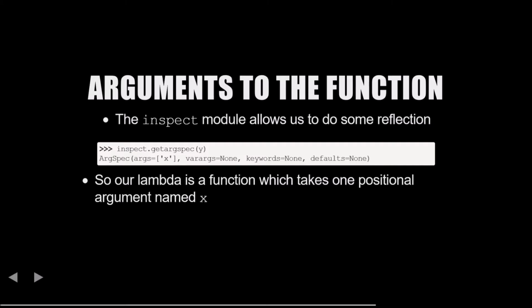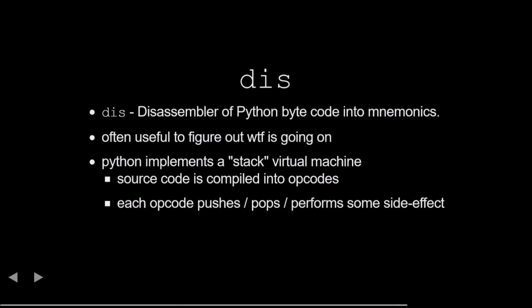One way that we can figure this out is by using the inspect module. Inspect contains a lot of procedures for doing reflection. In this case, we can use getArgSpec, or if you're in Python 3, getFullArgSpec. Using this, it tells us that our function object takes a single positional argument named x. The other thing that we'll do to look at this function is use the dis module. Dis is a disassembler of Python bytecode into readable chunks. It's often useful to figure out what is going on in code golf solutions.